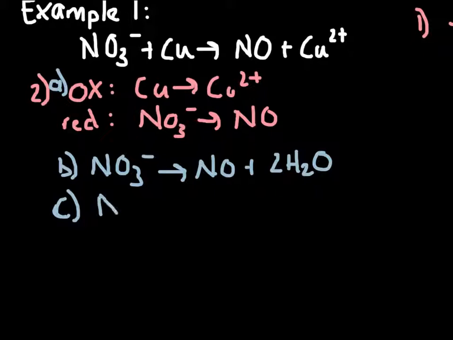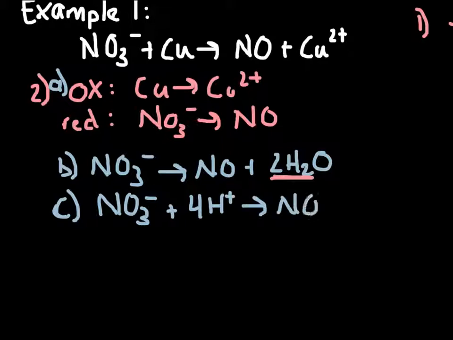Therefore, we have NO3-, and we have 4 hydrogens that we had placed over here on our product side. Therefore, we need to account for those 4 hydrogens. So we're going to write 4H+ and finish off with the NO + 2H2O.